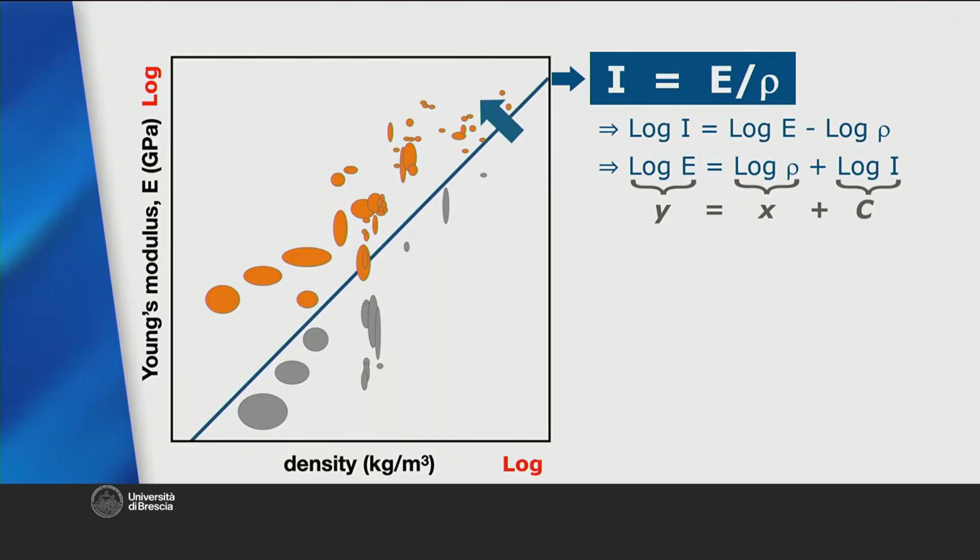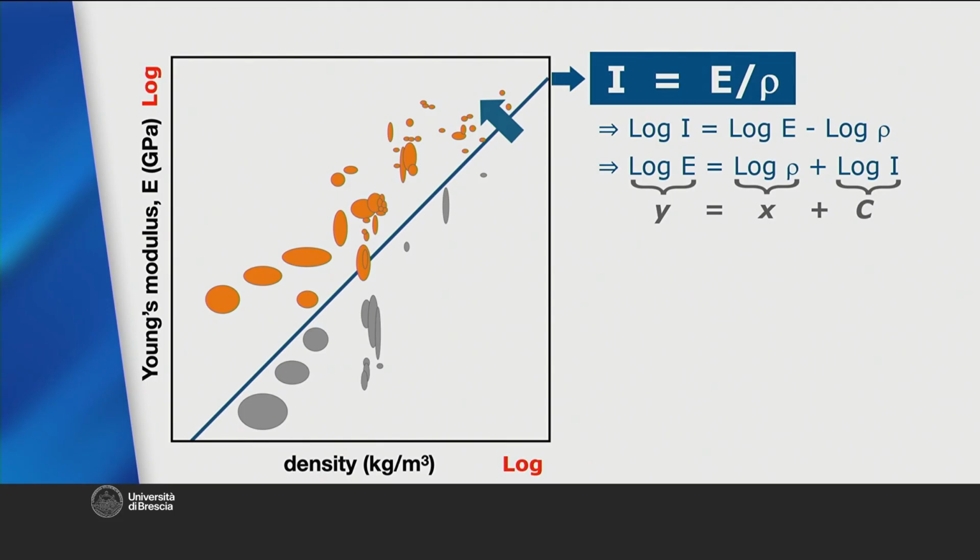Now let's see how to use performance indices for a graphical type of selection. Indices are particularly useful and easy to apply even in bubble diagrams. In these charts, indices are indeed represented as straight lines. This happens because bubble diagrams are usually plotted with logarithmic axes.